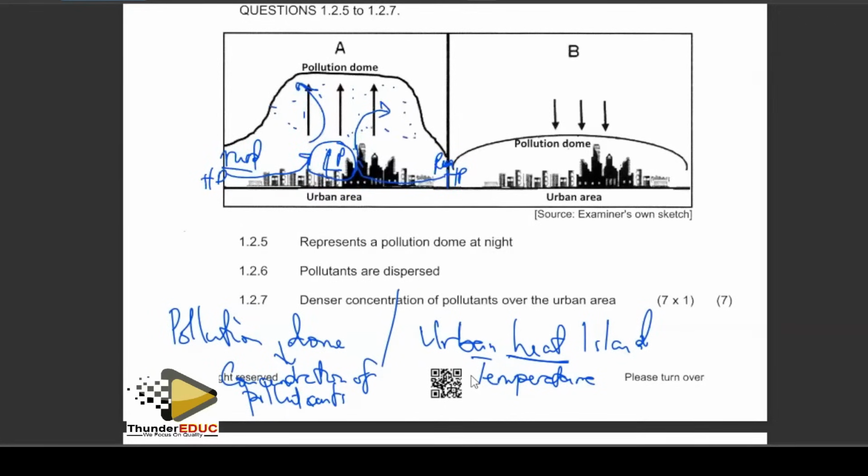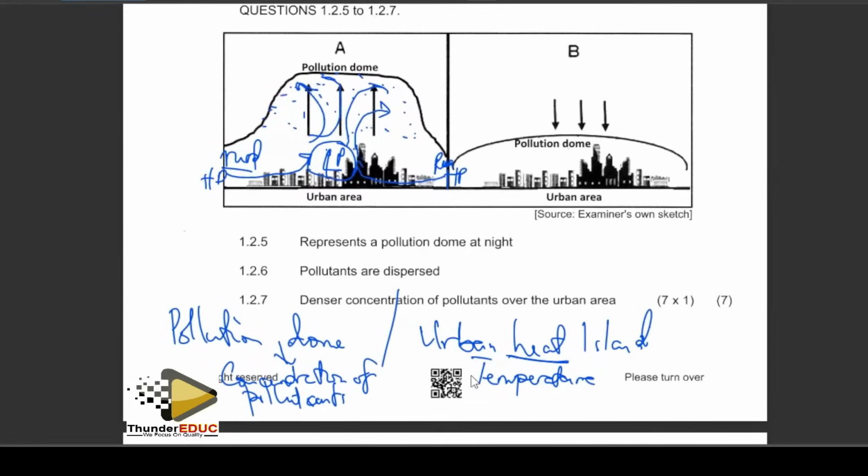They will be less concentrated because they are being taken into the upper atmosphere by the vertical updraft of the converging air in the urban area. But during the night, this pressure system now does not exist. Because now during the night, there's no more insolation and no more activities contributing towards the release of more and more pollutants in the city.